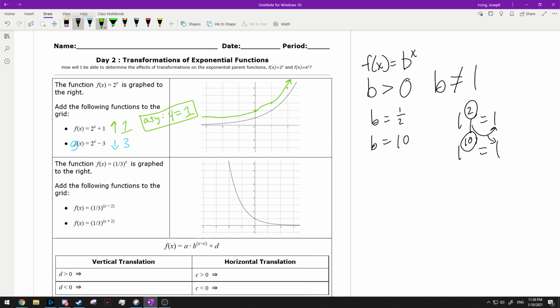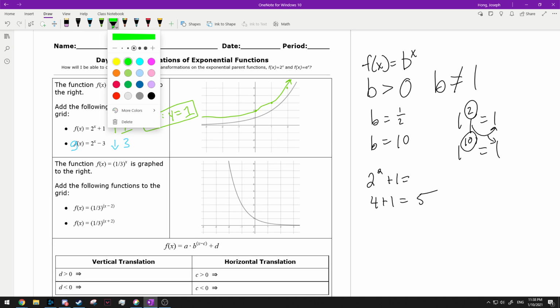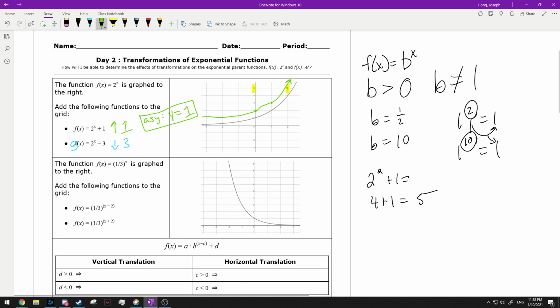And I can really just plug in a number for x. Let's say if I plug in 2 for x. So it'd be 2 to the power of 2 plus 1, that's equal to 4 plus 1, that's equal to 5. And that's where I got this point right here. I'll make this yellow. So I got this point right here, because this is 5. So it'd be 2 comma 5. So everything just got moved up 1.